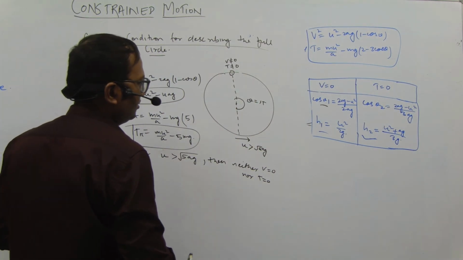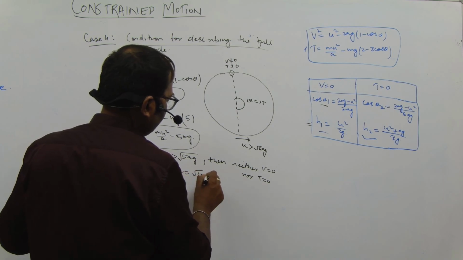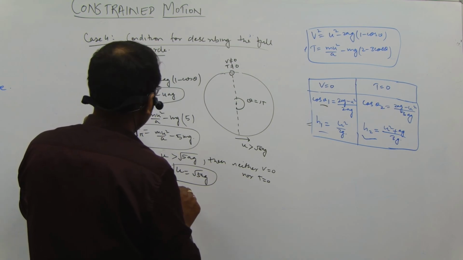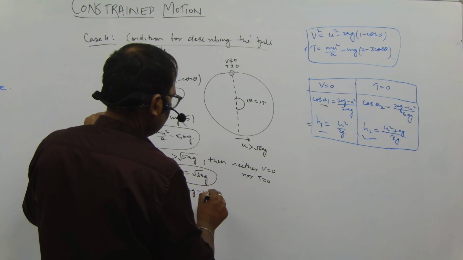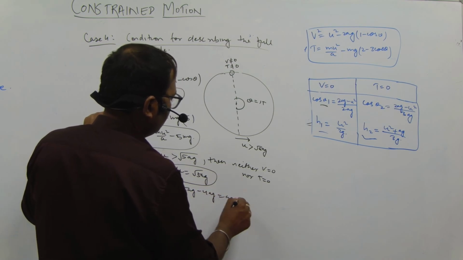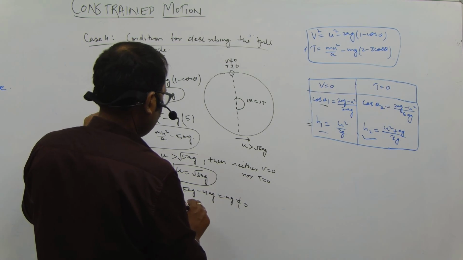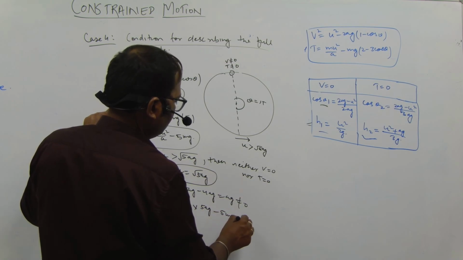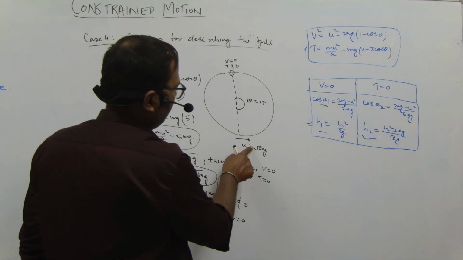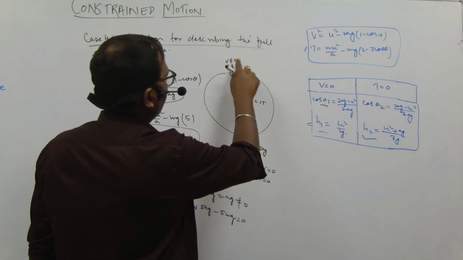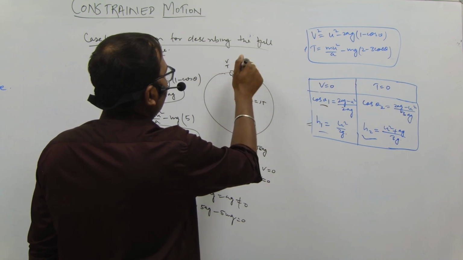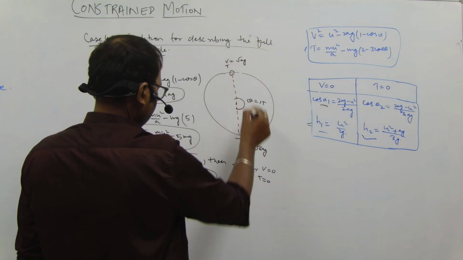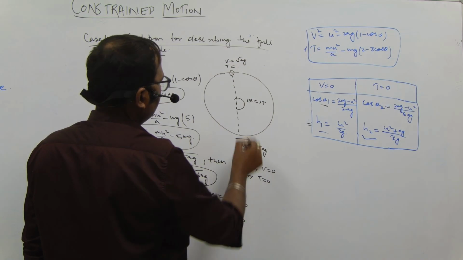Okay, so let us check at u is equal to root under 5ag. So if u is equal to root 5ag, we have v at pi whole square is equal to 5ag minus 4ag, which is equal to ag, not equal to 0. But tension at pi is equal to m upon a into (5ag minus 5ag), which is equal to 0. So at the topmost point we have velocity equal to root under ag, and tension is equal to 0.